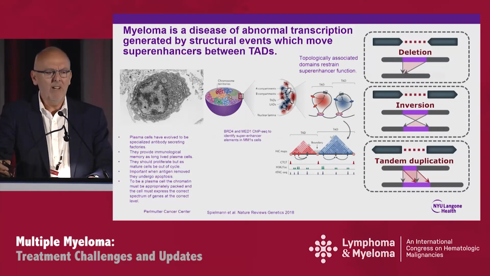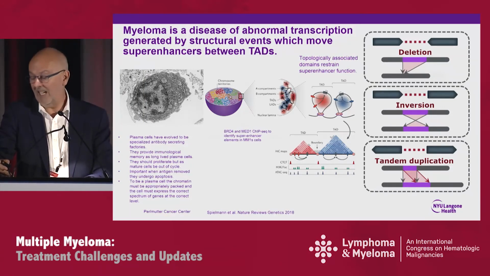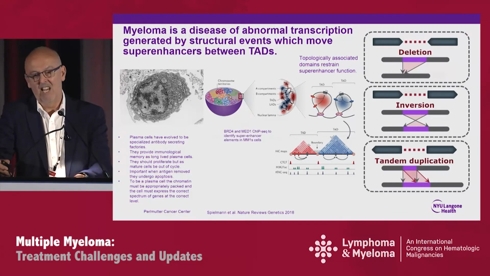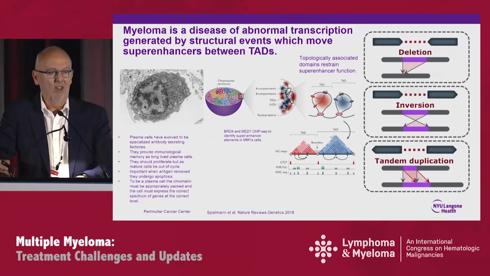So super enhancers are important for a cell in that they make you behave like a protein-producing factory, which is really what myeloma is. But if you disrupt the nuclear structure, then you can move those enhancers around and put them in front of the wrong place, lead to overexpression of things that shouldn't be expressed, and malignant transformation. The key to all of this is not that the genetics are complex, but the mechanism is simple.